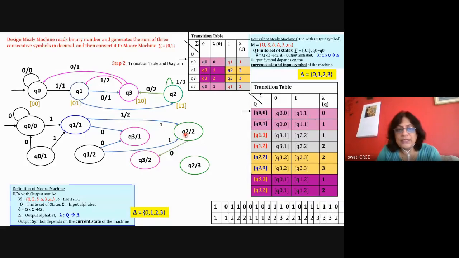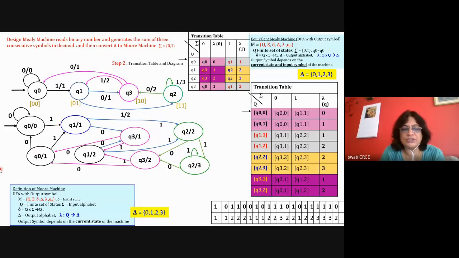Then Q2 with 0 and 1, another Q2 with 0 and 1, Q3 with 0 transition, 1 transition, Q3 2 with 0 transition, 1 transition. And this will be the final diagram for the Moore machine. And then write the final answer for it. And delta is 0, 1, 2, 3. Delta and delta dash will remain the same.